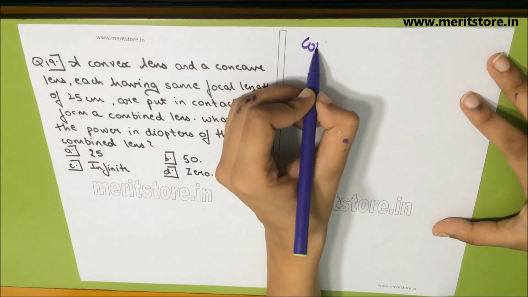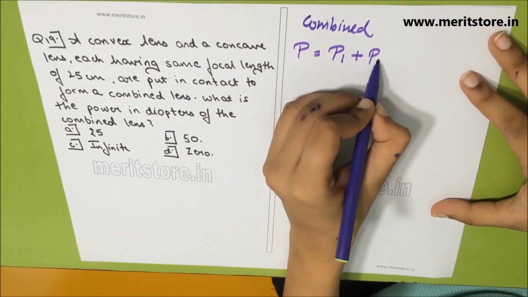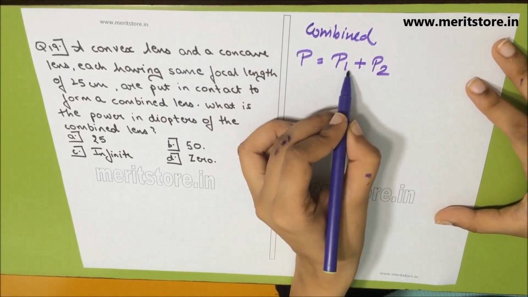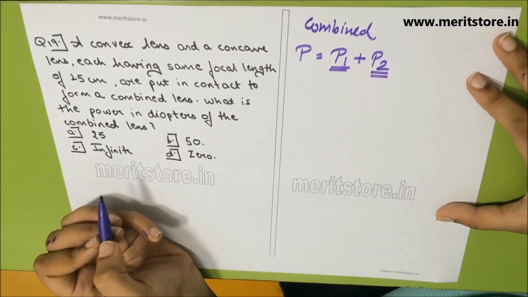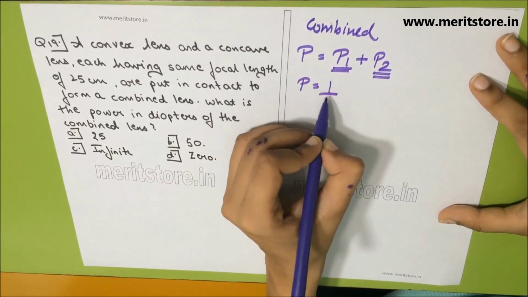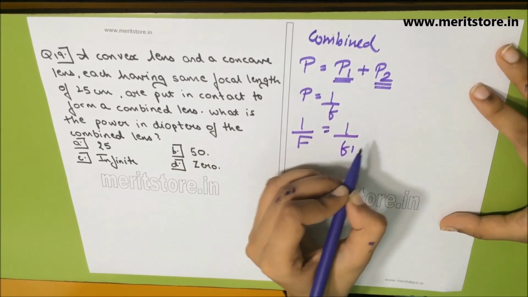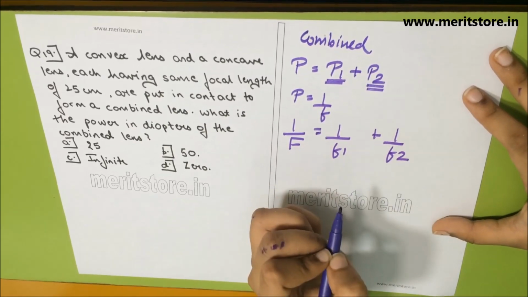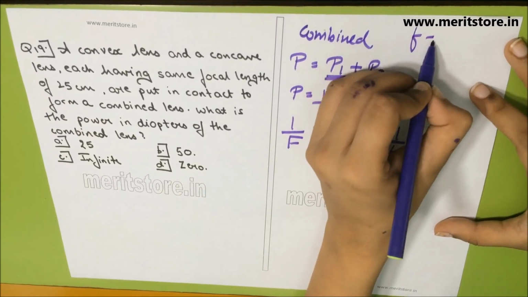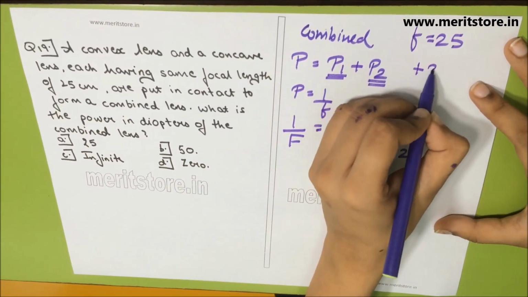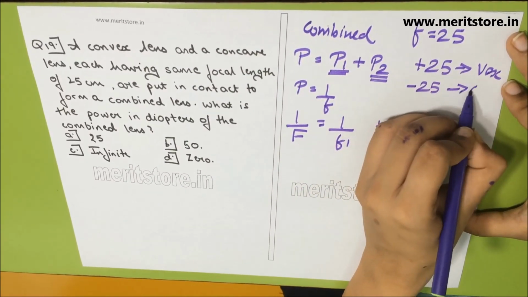Okay, so now we have a combined lens. Power is always P1 plus P2, where P1 will be either of concave or convex and P2 will be the other. But over here, we are supposed to find a focal length. So, P is 1 by F. Therefore, 1 by F is equal to 1 upon F1 plus 1 upon F2. Over here, F is given as 25. So, F is 25, but it will be positive 25 for convex and negative 25 for concave.